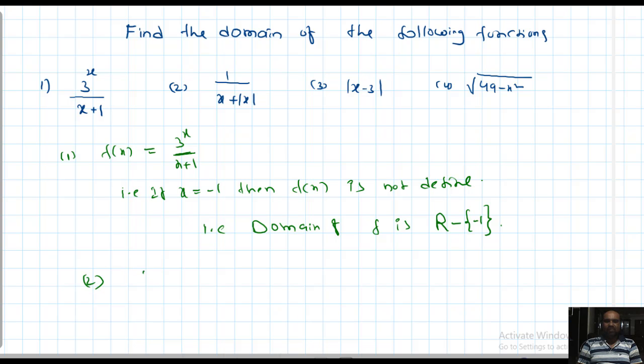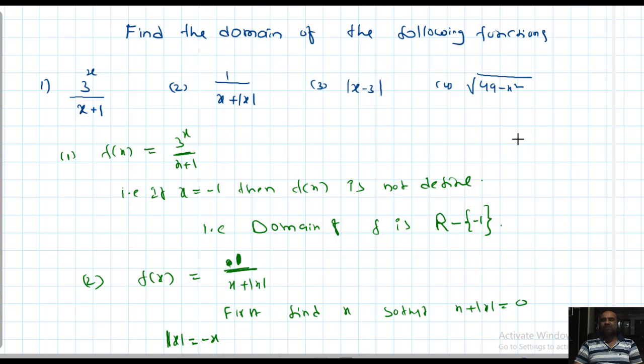Second problem, f of x is given as 1 by x plus mod x. Okay, so first of all, we want to identify for what values of x, x plus mod x becomes 0, because 1 by 0 is not defined. That value should be subtracted from R. So first of all, I want to find for what values of x, x plus mod x equals 0. First, find x so that x plus mod x equal to 0. In other words, I can say that mod x equal to minus x.